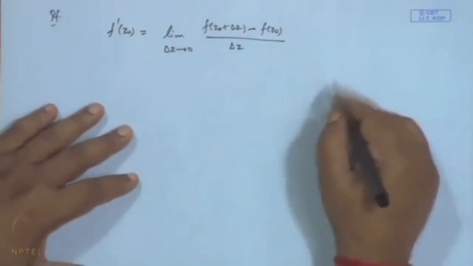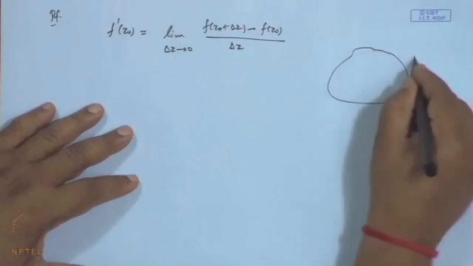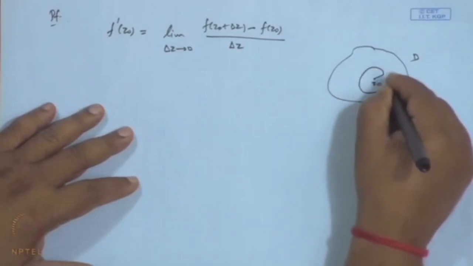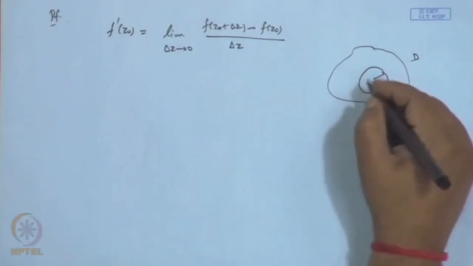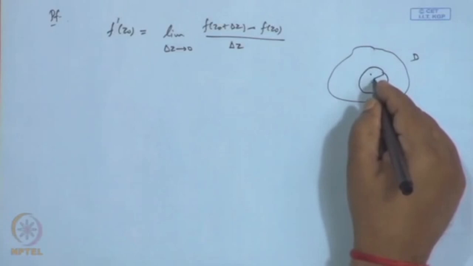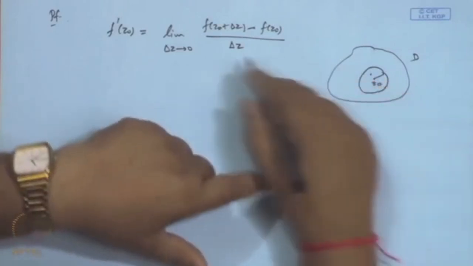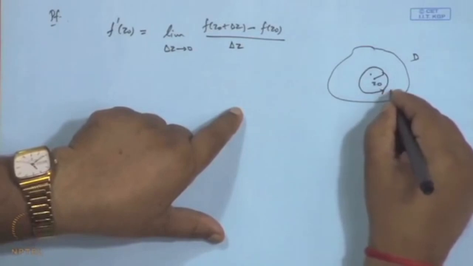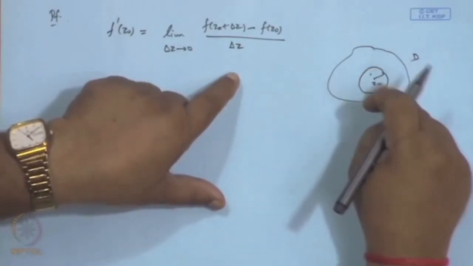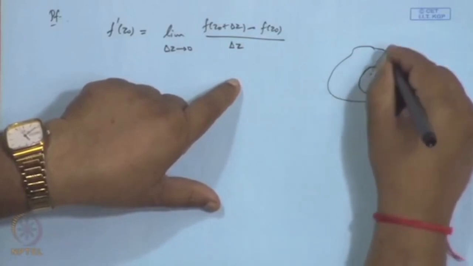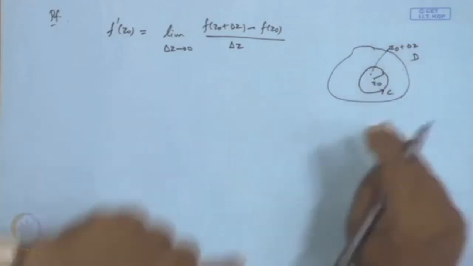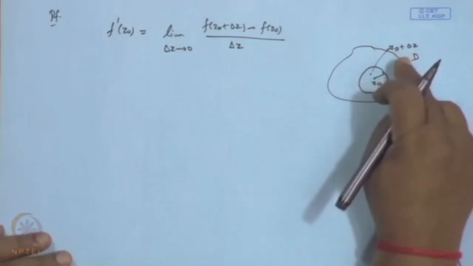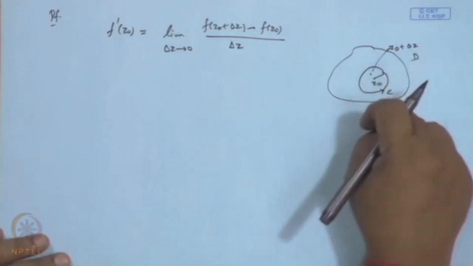What we are doing is, this is a domain D, here is the point z naught and this is a circle. Now, if I take another point z naught plus delta z, which is sufficiently close to this, then the function f will also be analytic at this point, and the curve C will also enclose the point z naught plus delta z. So, if we know the value of the function at a point z naught with the help of the Cauchy integral formula, then we can also find the value of the function at a point z naught plus delta z with the help of the Cauchy integral formula.